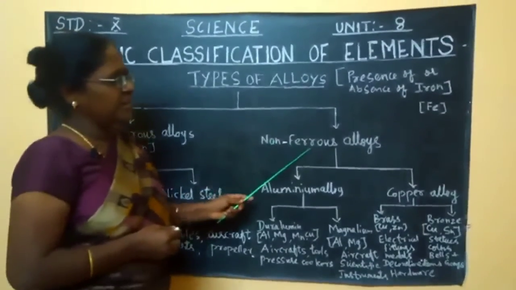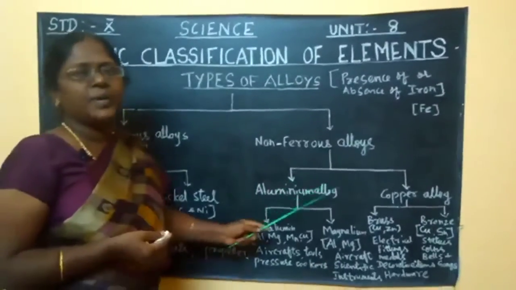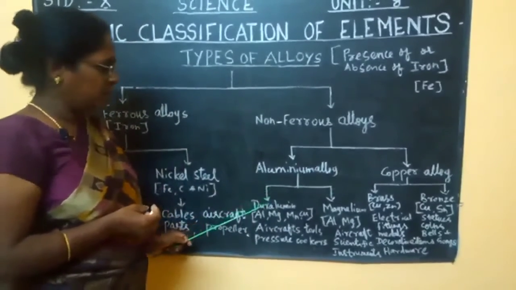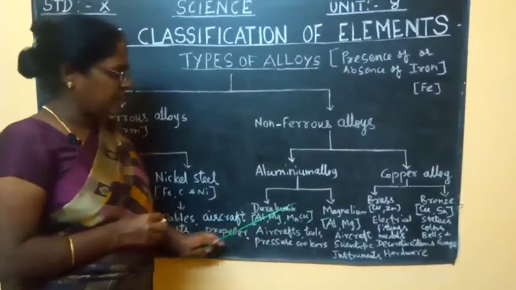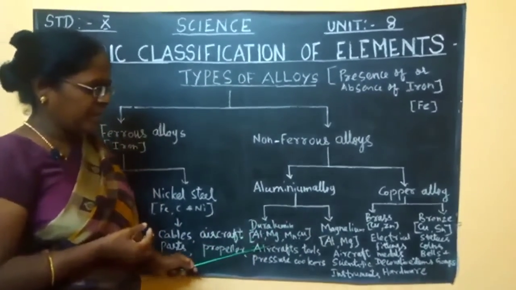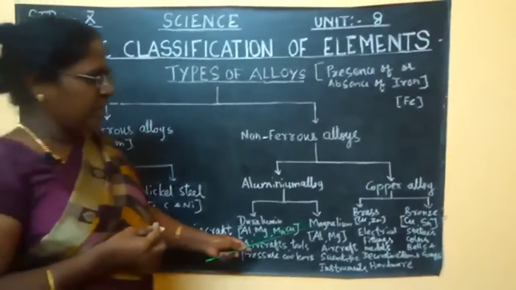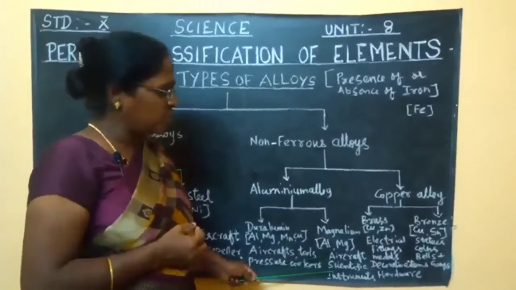Examples of non-ferrous alloys are aluminium alloy and copper alloy. Aluminium alloy has two types: one is called duralumin, another is called magnalium. Duralumin is used to make aircraft, tools and pressure cookers. Magnalium is used to make aircraft and scientific instruments.